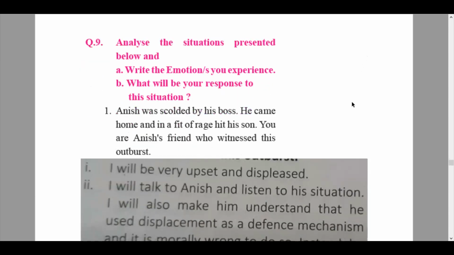So then we move forward to our question 9. Analyze the situations presented below and A. Write the emotion you experience. B. What will be your response to this situation?